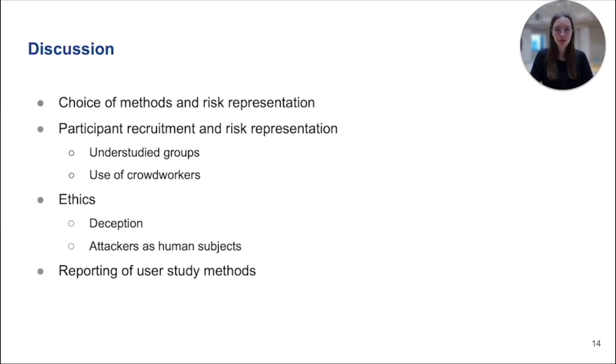In the paper, we discuss the choice of methods and risk representation. Overall, the choice of method usually coincided with certain types of risk representation. When picking a method, researchers will thus often face trade-offs with regards to the risk representation they can possibly use in their study design. We also point to methods that might be underexploited, for example diary studies, vignette studies, and studies involving groups of people, for example focus groups or workshops.